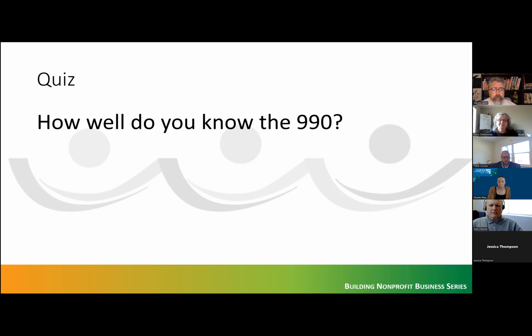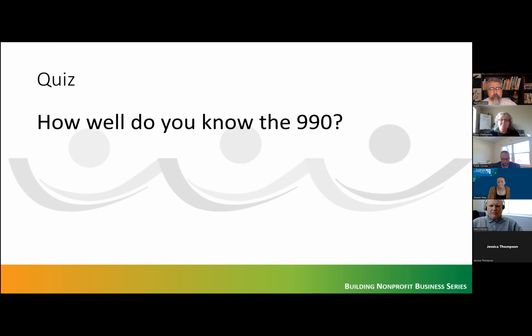And then question 4 is, what statement about Form 990 is false? It must be filed by the 15th of the 5th month after the organization's fiscal year ends. It can be used by donors to evaluate a nonprofit's financial health. The Form 990N, the e-postcard, is for organizations with gross receipts over $200,000. And then D, some parts of Form 990 are open to public inspection.